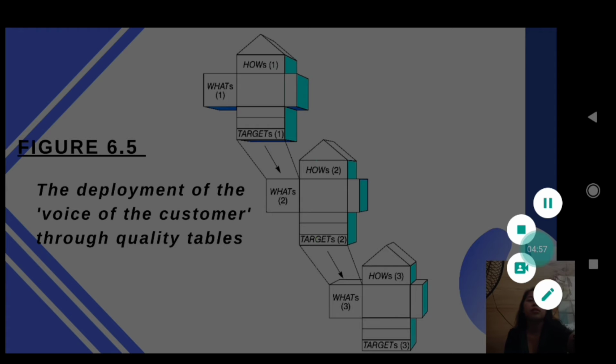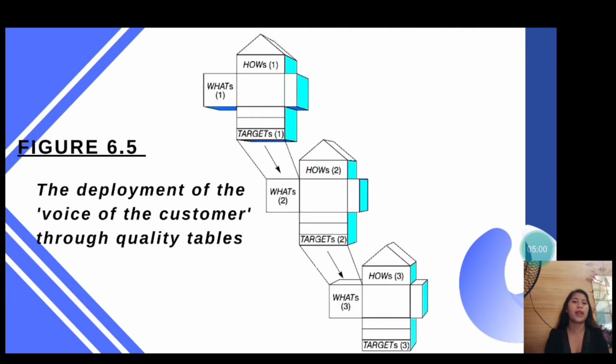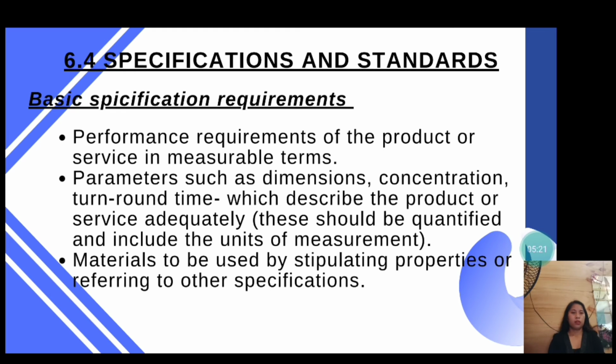So next is, so this is the figure 6.5. So the deployment of the voice of the customer through quality table. Next is the basic specification requirements. So performance requirements of the product or service in measurable terms. So dapat gina-measure nato ang performance sa usa ka product, kung na-meet ba niya ang needs or na-meet ba niya ang requirements or service sa market.